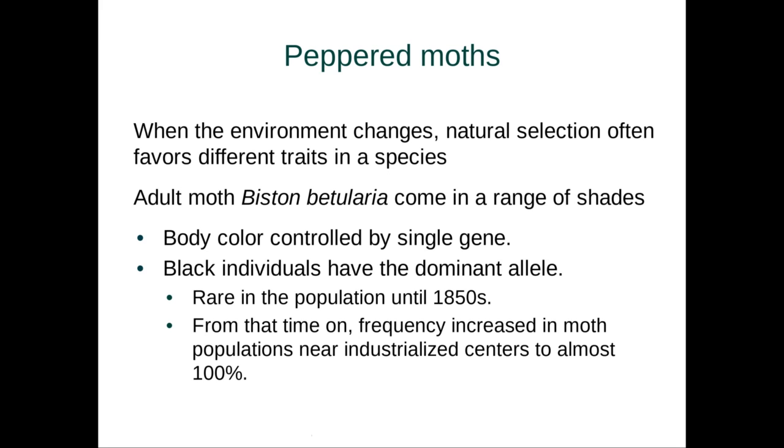Now, individuals that were black had the dominant allele, and individuals that were white or lighter colored had a recessive allele. Now, being black in this moth was relatively rare in this population in England in the 1850s.